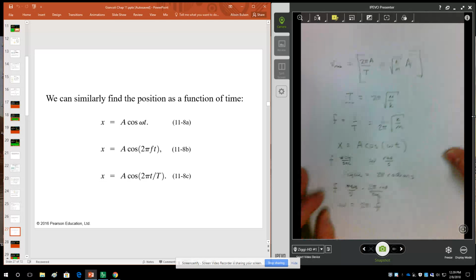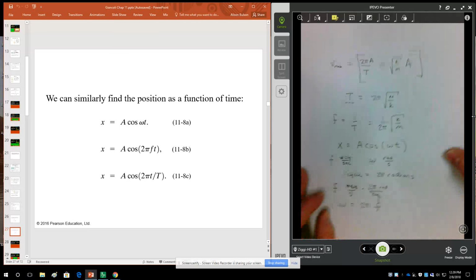x of t is equal to A times cosine of 2 pi t divided by period, where we can say period is 2 pi square root of m over k. It's a lot to keep track of. I would suggest trying to memorize maybe the period equation and then just keeping in the back of your mind that frequency is the inverse of period. All three of these equations are telling us the same thing.